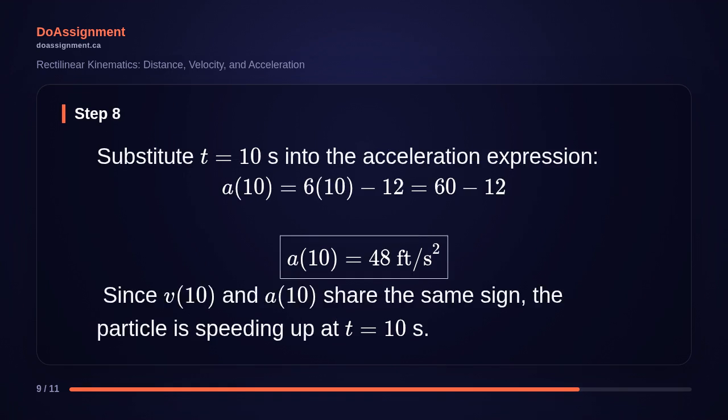Substituting t equals 10 into the acceleration equation gives 6 times 10 minus 12, which equals 48 feet per second squared. Since both the velocity and acceleration are positive at this moment, the particle is speeding up.